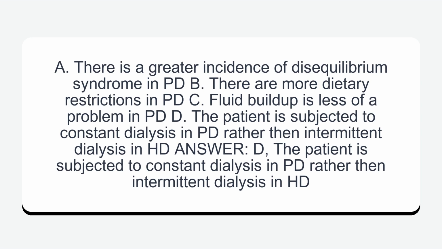One difference between peritoneal dialysis, PD, and hemodialysis, HD, is: A. There is a greater incidence of disequilibrium syndrome in PD. B. There are more dietary restrictions in PD. C. Fluid buildup is less of a problem in PD. D. The patient is subjected to constant dialysis in PD rather than intermittent dialysis in HD. Answer: D. The patient is subjected to constant dialysis in PD rather than intermittent dialysis in HD.